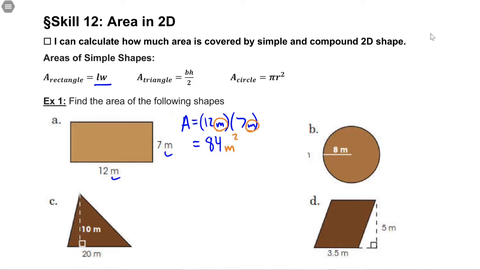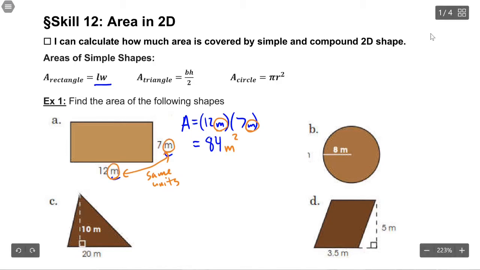And in general, you always need these things to match. So these have to be the same units, right? You can't just multiply meters by centimeters. You want meters squared, so you need meters times meters. And then whatever units you multiply by are going to be the units squared of your area in the last step. So B, our next example is a circle.